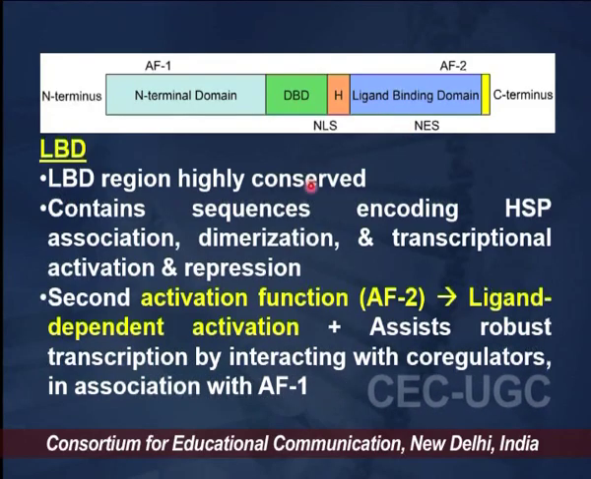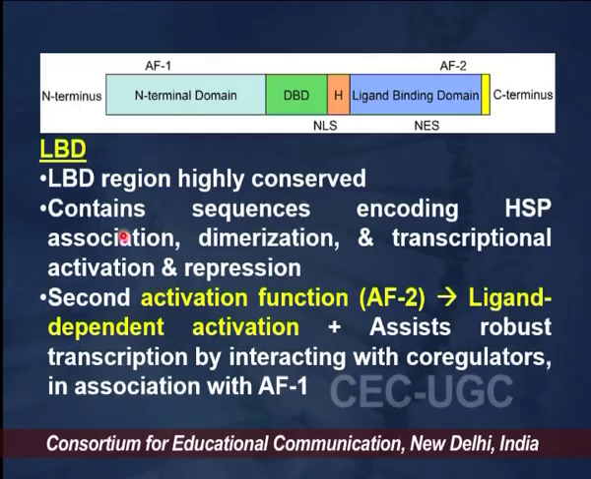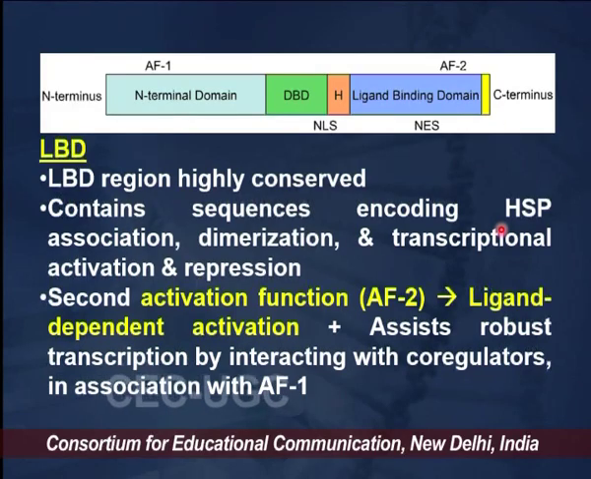So, it contains sequences which encode for heat shock protein association. You will shortly understand the role of these heat shock proteins. This receptor goes and binds to the heat shock protein unless it is active. This heat shock protein association is possible because of the sequences present in the ligand binding domain. Also, it is responsible for dimerization of the receptors and transcriptional activation and repression.